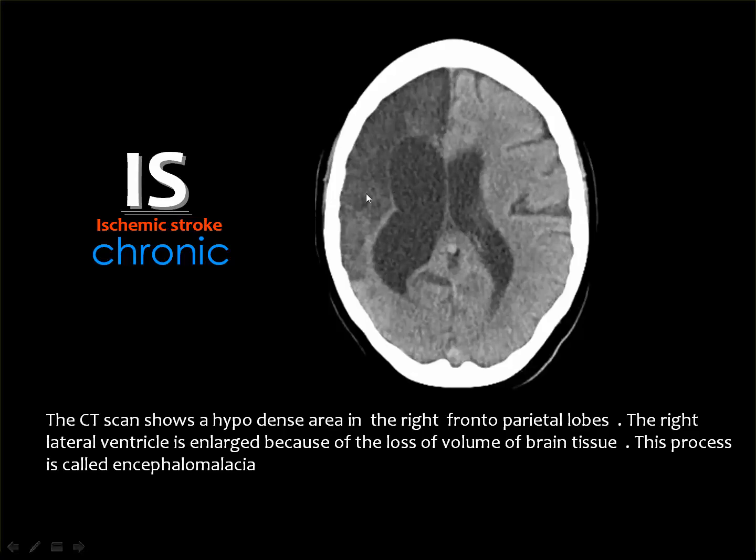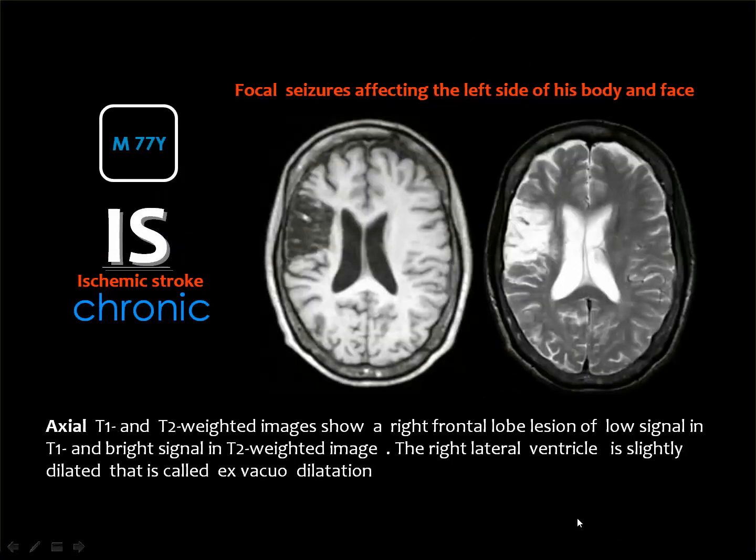ventricle on the same side of the infarction will dilate to compensate for the loss of volume of this chronic infarction. Then if you look at the MRI and you want to know if this infarction is acute, subacute, or chronic, you look at the ventricle on the side of the infarction. If the ventricle is compressed, this is acute. If it is dilated, this is chronic. If it is not changed compared to the opposite one, this is subacute.